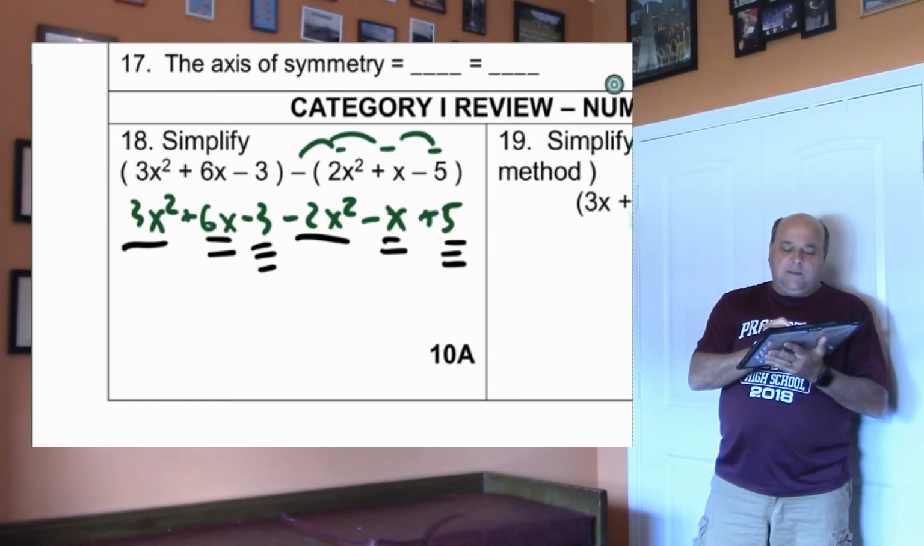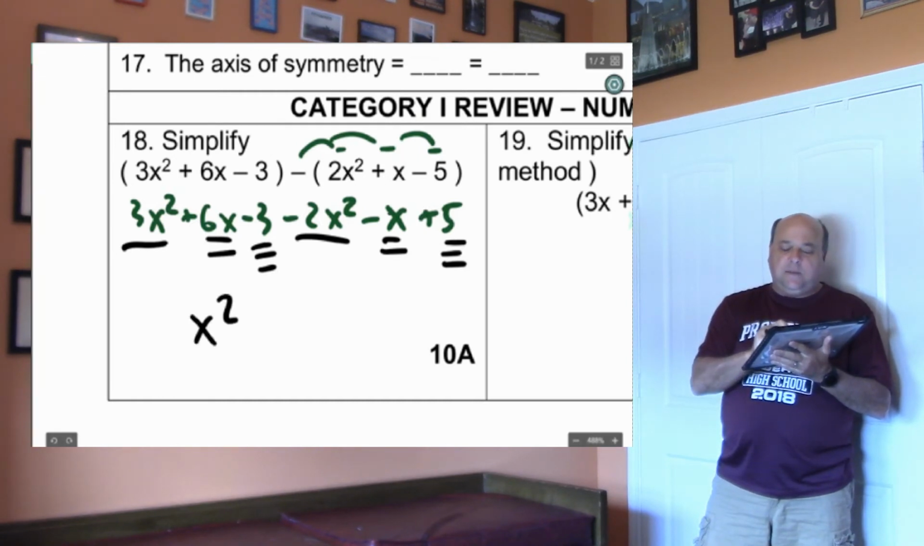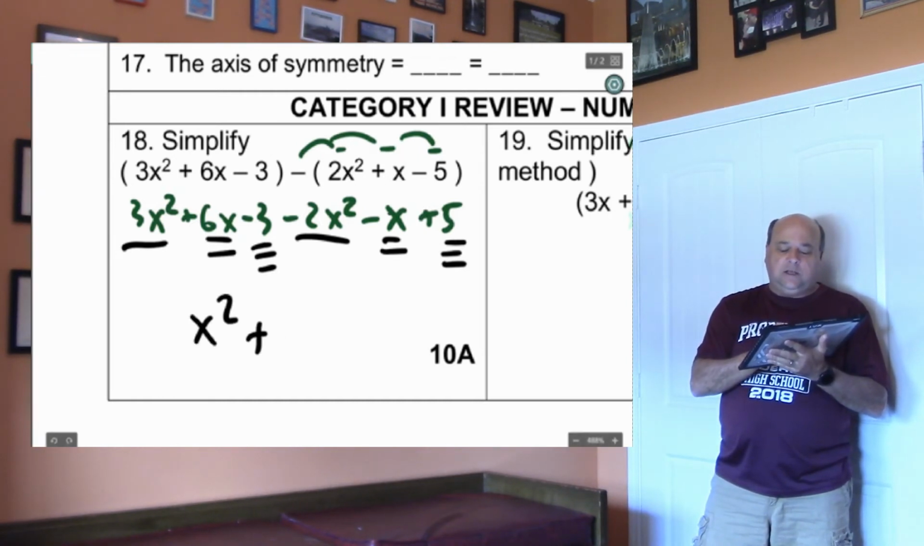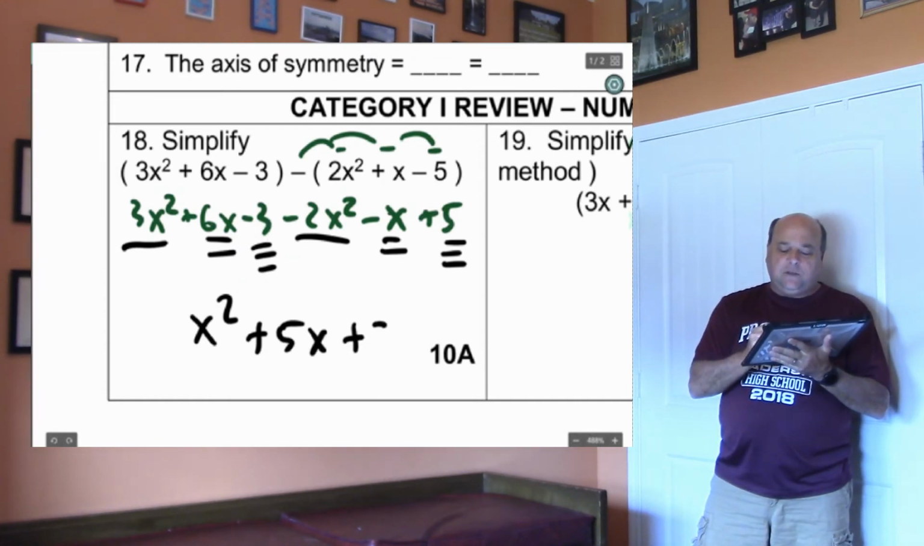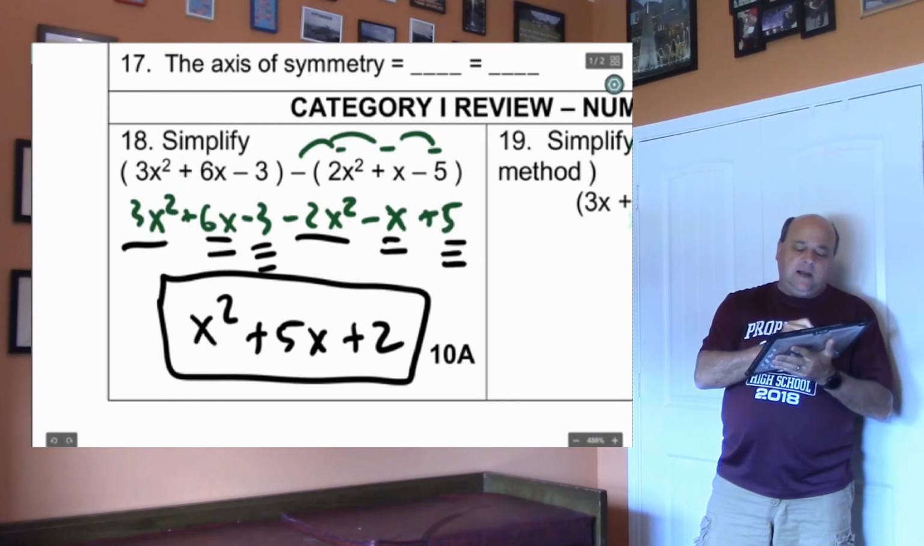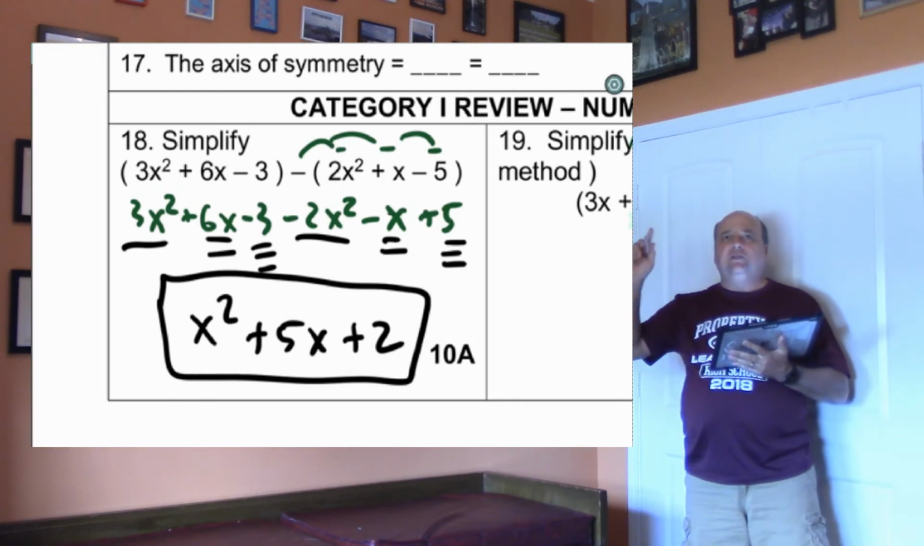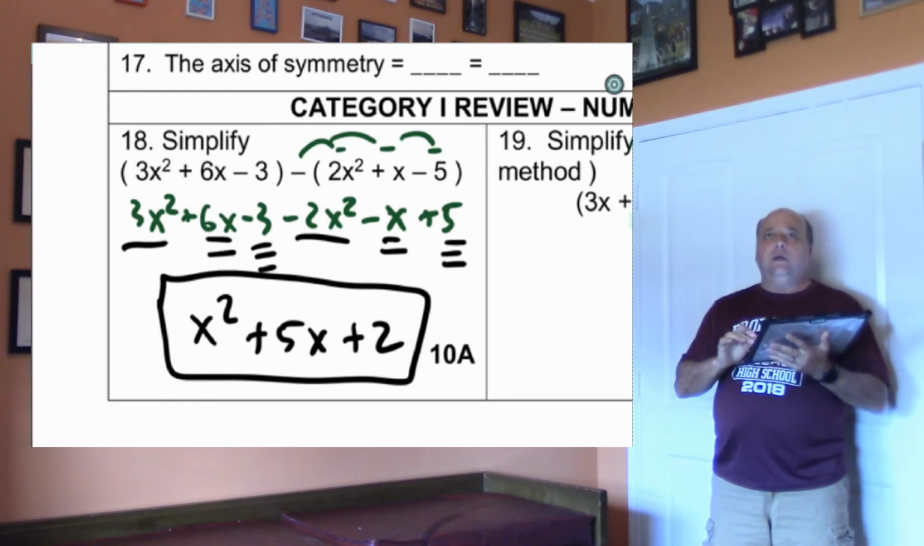Okay, so 3x squared minus 2x squared is 1, or just x squared. 6x minus 1x, or minus x, is a plus 5x. Minus 3 plus 5 is a plus 2. This is my answer right here, okay? Just sign, number, letter, exponent, okay?